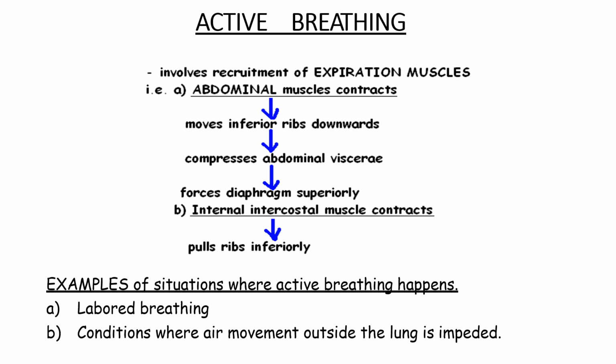And during active breathing, which involves the recruitment of expiration muscles, the abdominal muscles contract and move the inferior ribs downwards, which compresses the abdominal viscera, which forces the diaphragm superiorly. And the internal intercostal muscle also contracts, which pulls the ribs inferiorly. Active breathing occurs in labored breathing and conditions where air movement outside the lungs is impeded.